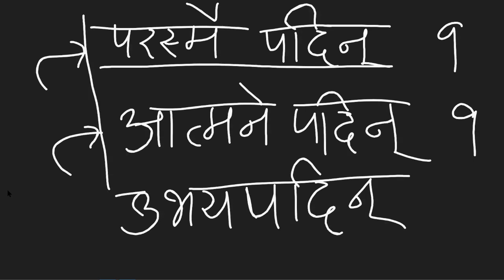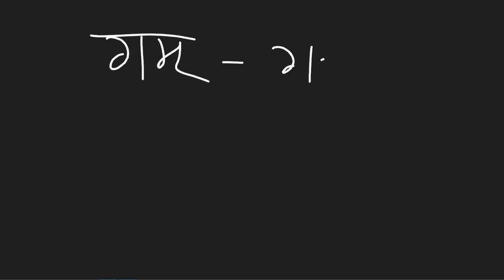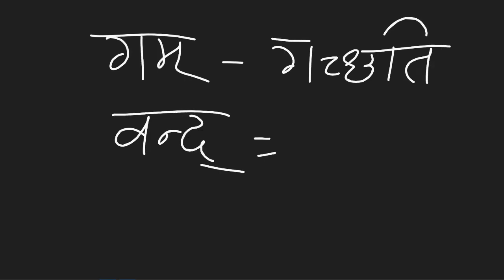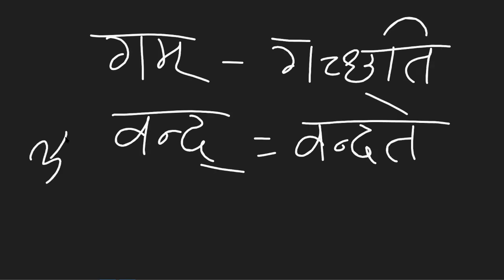Many of you already know some of the dhatus which are Parasmaipadin, and some which are Atmanepadin. For example, Parasmaipadi dhatus are the Gam dhatu, which takes the forms Gacchati, Gacchatah, Gacchanti. And similarly, the famous Vandate. This is the Atmanepadi, and this is Parasmaipadi. We'll look into the different forms of these Atmanepadis later. But in this lesson and the next few lessons, we are going to focus only on Parasmaipadi dhatus.